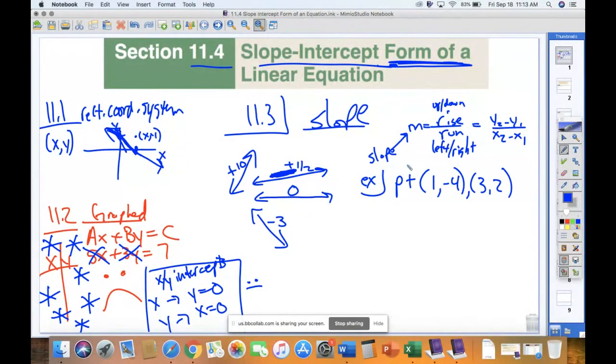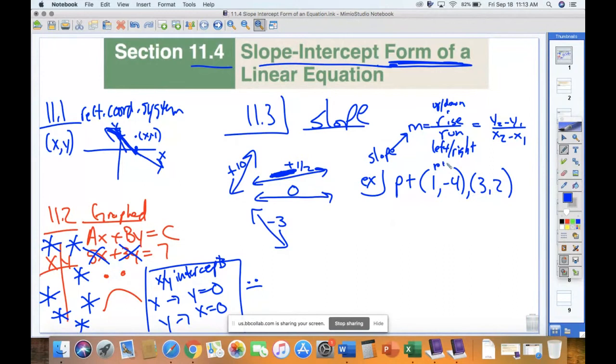M looks like an M. It doesn't look like any other number. So maybe they just chose M for slope for that reason. So our slope is our rise over run, or y2 minus y1 over x2 minus x1. If I'm given 2 points, I can find the slope.